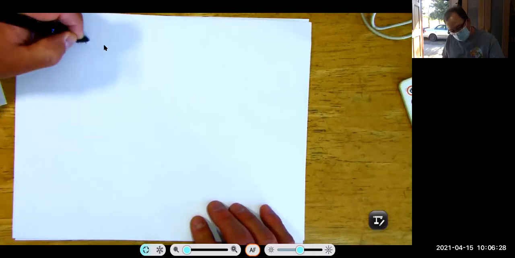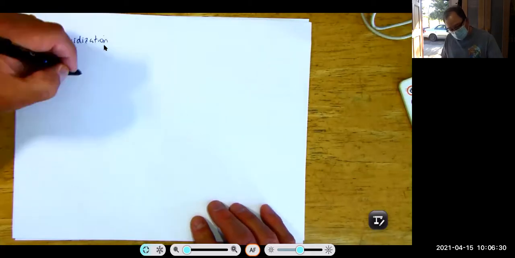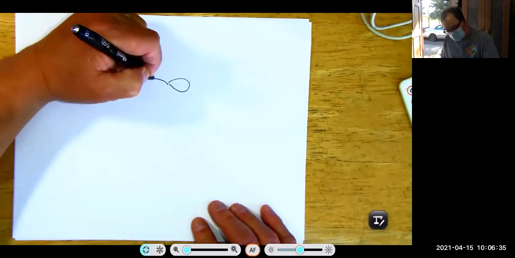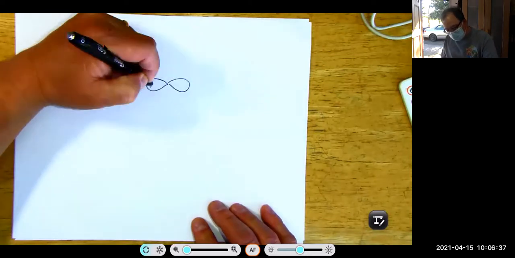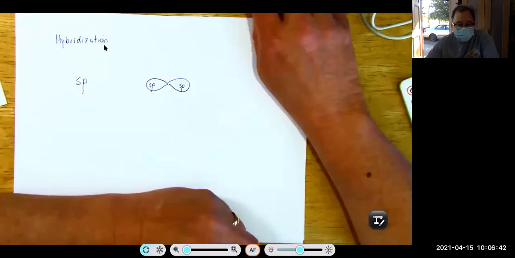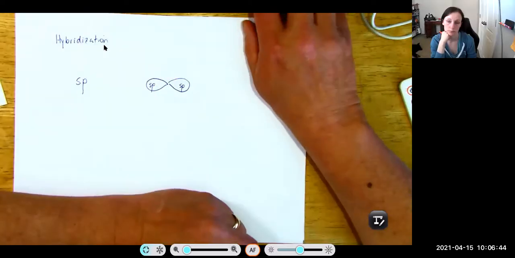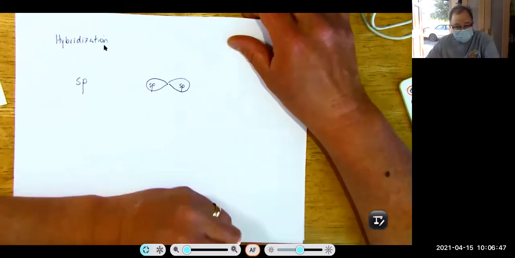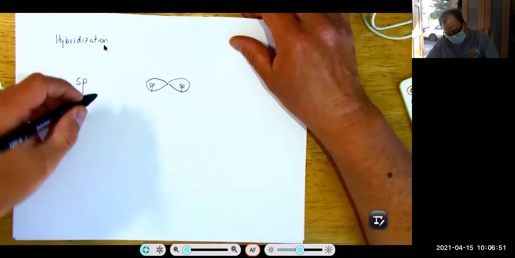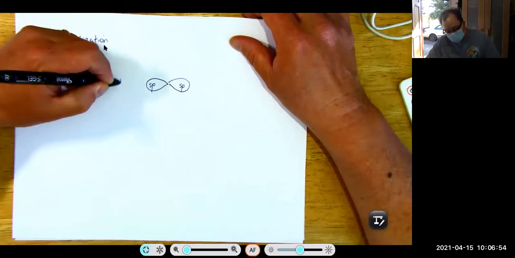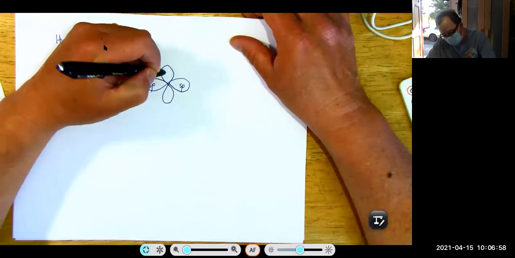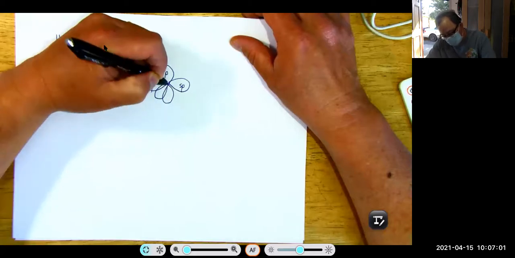for sp, that's an sp, and that's an sp. So this is interesting because that looks like a p orbital, doesn't it? But it's two sp hybrid orbitals. Okay. Now there's two p orbitals that we want to draw in here, and here's how they look. Here's one of the p's, and here's the other p.